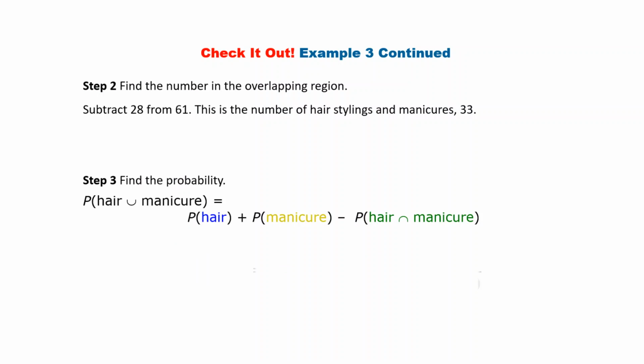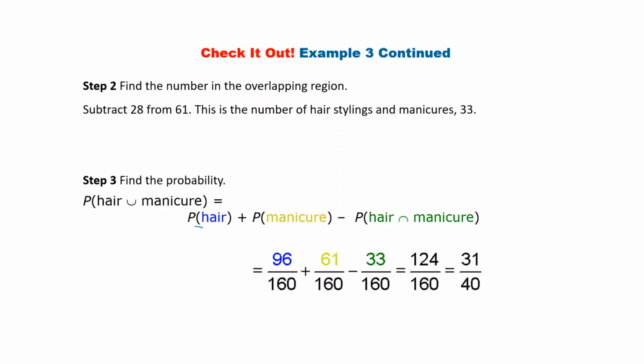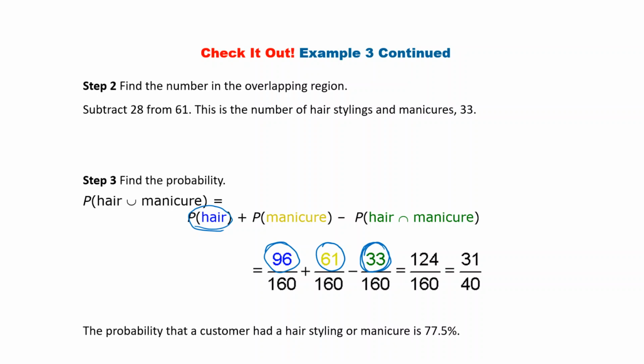So let's take a look at our information. We have to find the probabilities. For people getting their hair done, there were 96 out of the 160. There were 61 that got manicures, and the 33 that had hair and manicures we subtract, and we end up with 31 over 40. So that tells us that the probability that a customer had a hairstyling or a manicure is 77.5%.